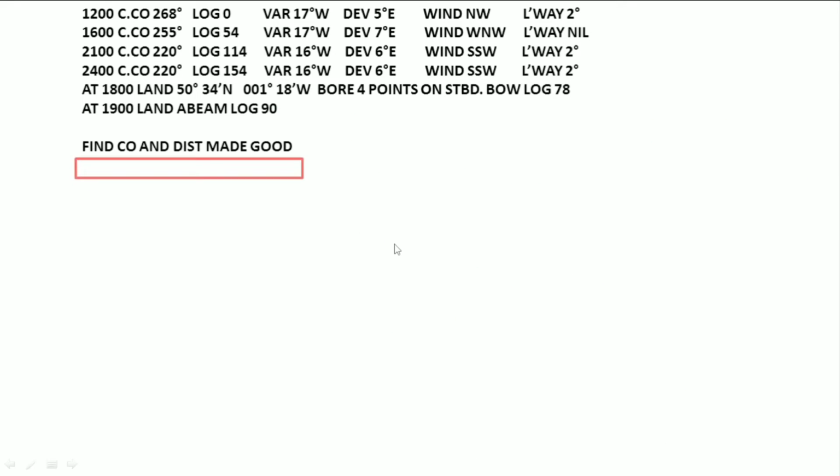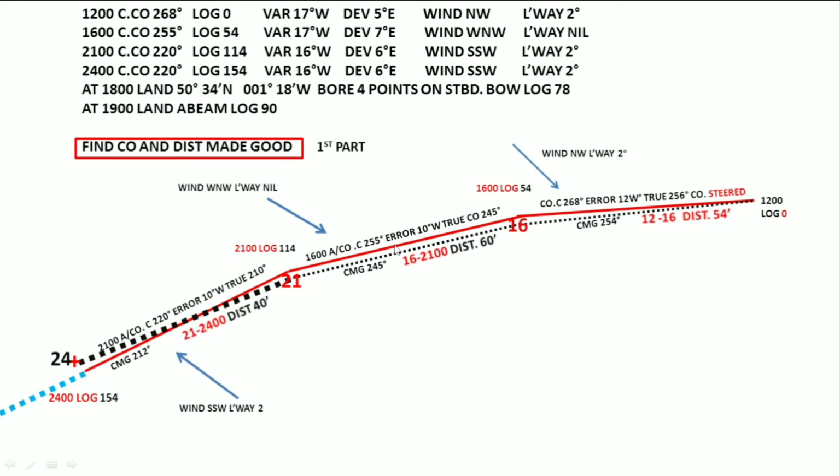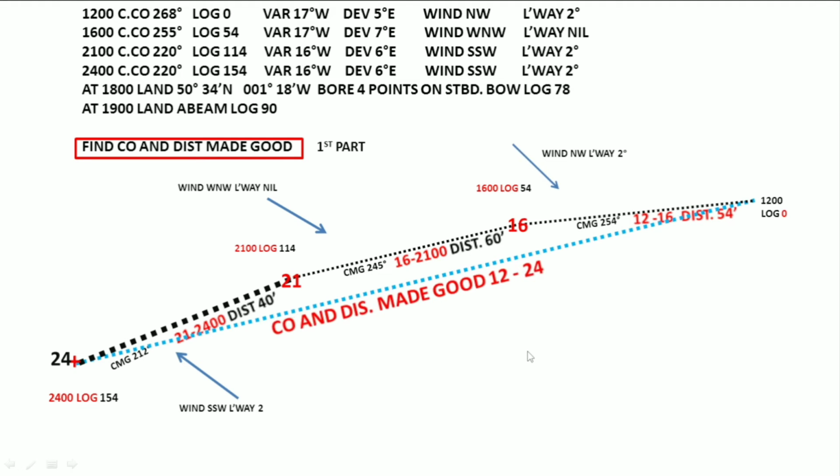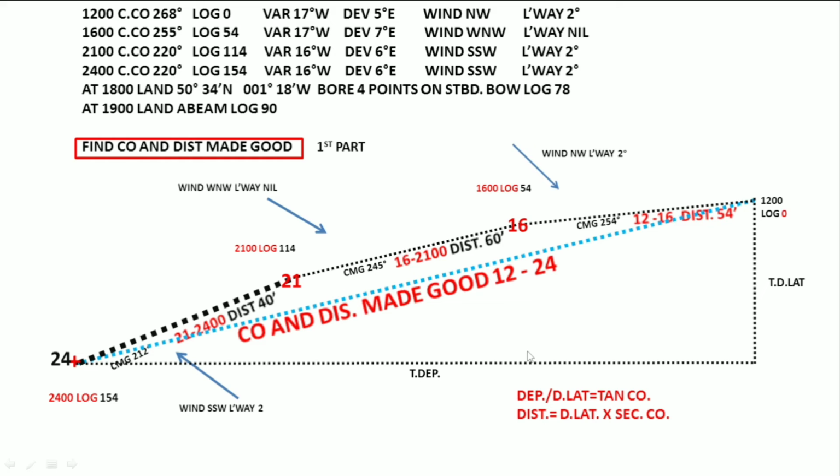And this case, as I said, is simple to find out your course and distance. So this type of question will have to be done in two parts. First, I'll find out the course and distance, and the course and distance would be along the course made good. And if I can find out the total latitude and departure here, I can use this formula and find out my course and distance. The second part would be to find out my position.